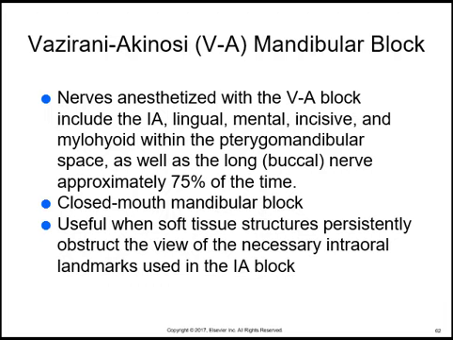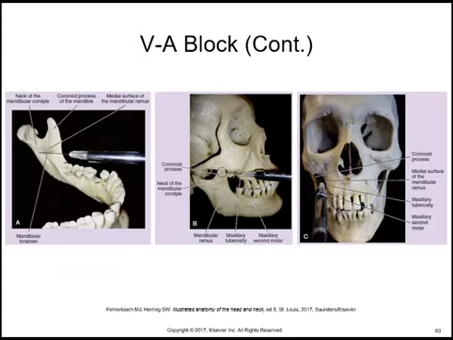The next one is the Vazirani-Akinosi, or VA, mandibular block. The nerves anesthetized with the VA block include the IA, lingual, mental, incisive, and mylohyoid within the pterygomandibular space, as well as the long buccal nerve approximately 75% of the time. This is a closed mouth mandibular block. It's useful when soft tissue structures persistently obstruct the view of the necessary intraoral landmarks used in the IA block. This allows clinically adequate anesthesia of a patient that has severe trismus and cannot open their mouth very wide.